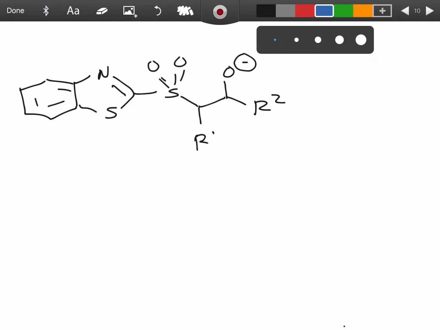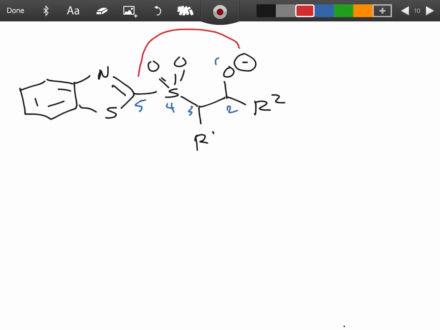So if we count 1, 2, 3, 4, 5, from that negatively charged oxygen to the carbon that your sulfur is on is 5 atoms. So we're going to do a nucleophilic aromatic substitution, where we're going to add a nucleophile. We're going to add that O minus to the carbon that has the sulfur on it, right?